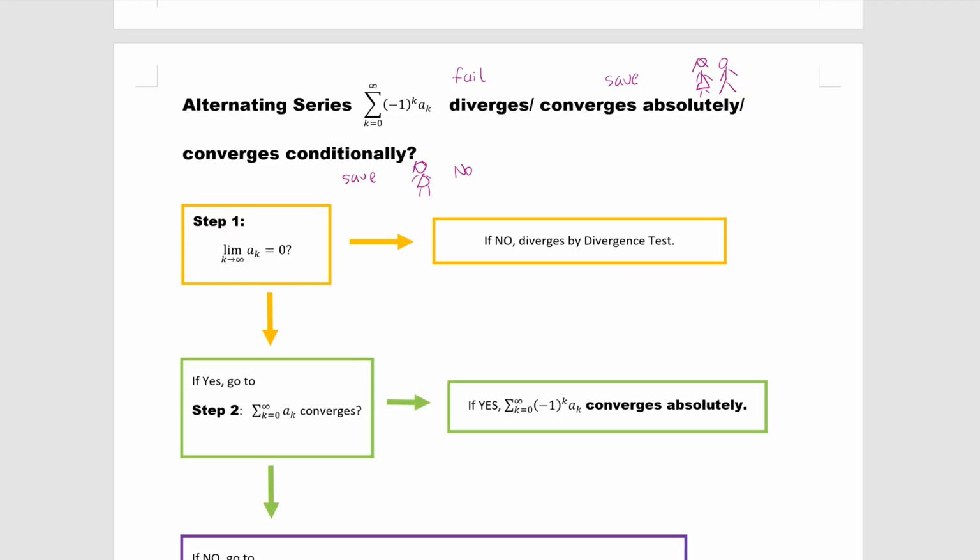Alright, let's look at the steps. The first step is still the same. We compute the limit of the sequence. Does that equal 0? If no, it diverges by the divergence test. If yes, go to step 2.